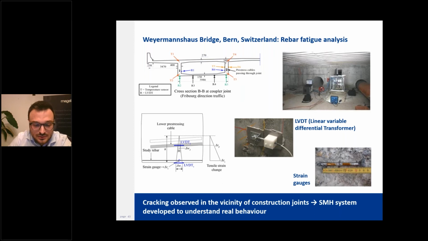Sampling rate was 200 Hz, so 200 readings per second, because it was important to see the effects of the traffic loads.